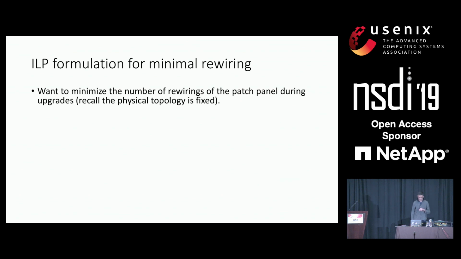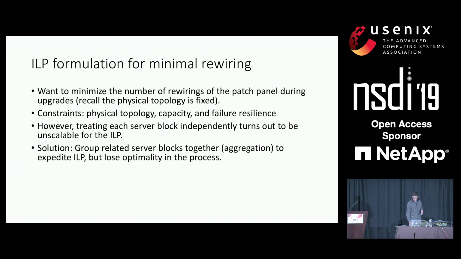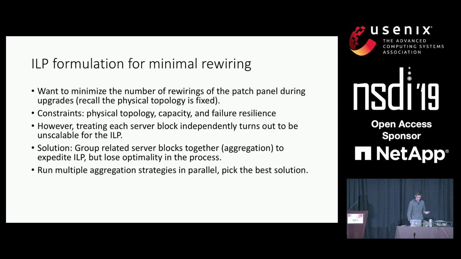And they want to minimize the number of such rewirings so that they don't have to burden the operators too much within the constraints of the physical topology. And at data center scale, it turns out that treating each of those server and spine blocks independently turns out to be unscalable, so they group a bunch of blocks together and solve the ILP with the same outcome for groups of blocks. It also turns out they don't know what is the right kind of aggregation to use, so they do the dumbest thing possible, which is you run multiple aggregation strategies in parallel and pick the simplest solution, because Google isn't particularly starved for compute.